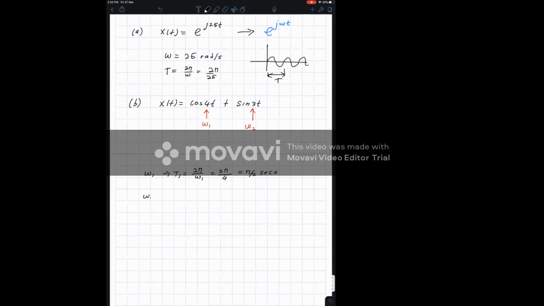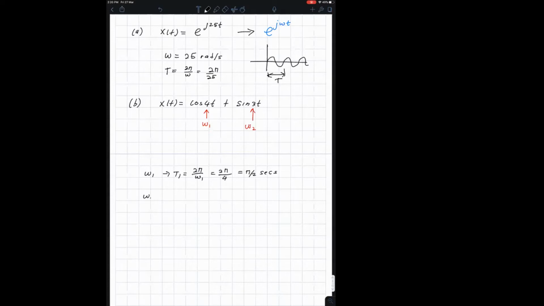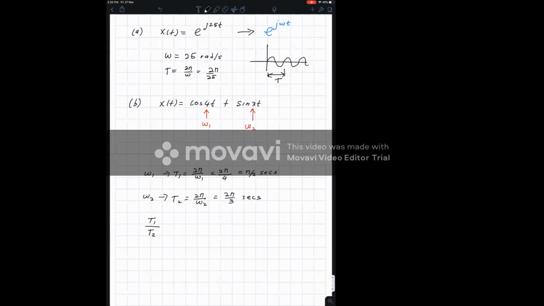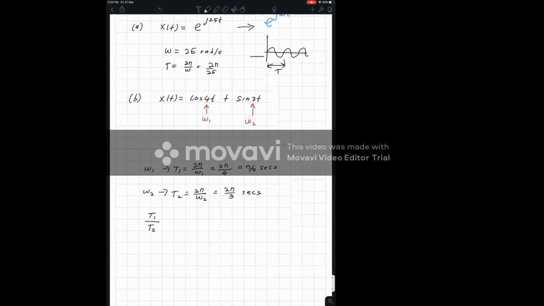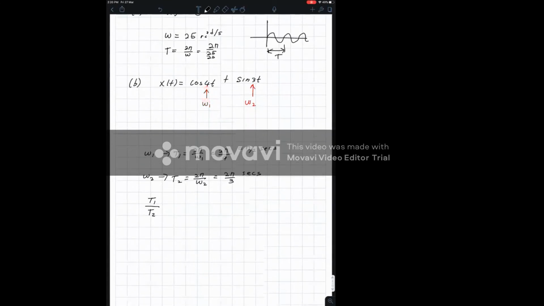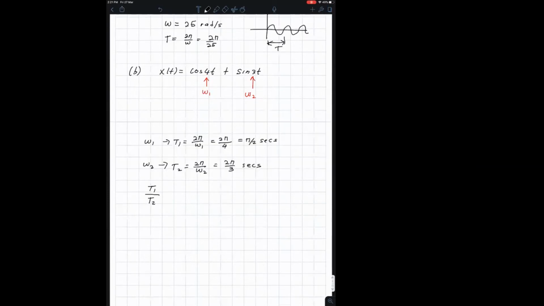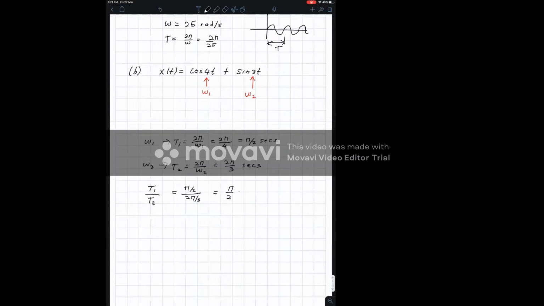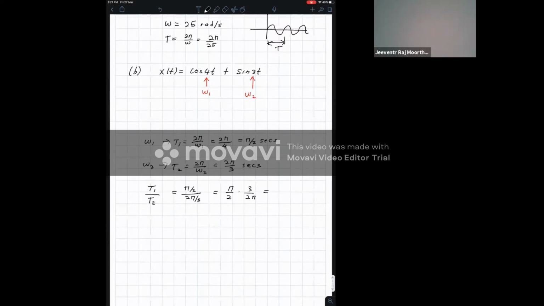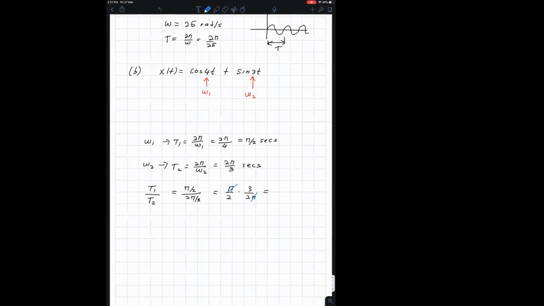So what we do now to determine whether the sum of these two signals is periodic or not, this is the procedure. We take the ratio of these two periods. It can be T1 over T2 or T2 over T1, it doesn't matter. So T1 is pi over 2 divided by 2 pi over 3. Pi over 2 times 3 over 2 pi. We can cancel this, and we get 3 over 4. So this is what you get.